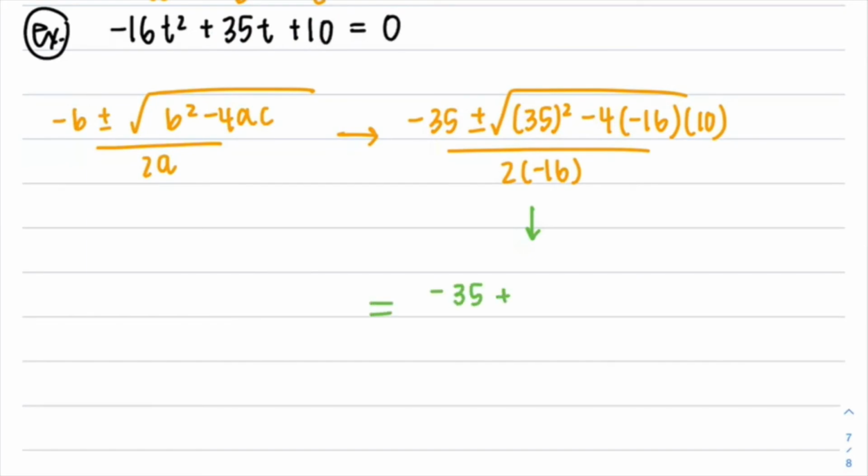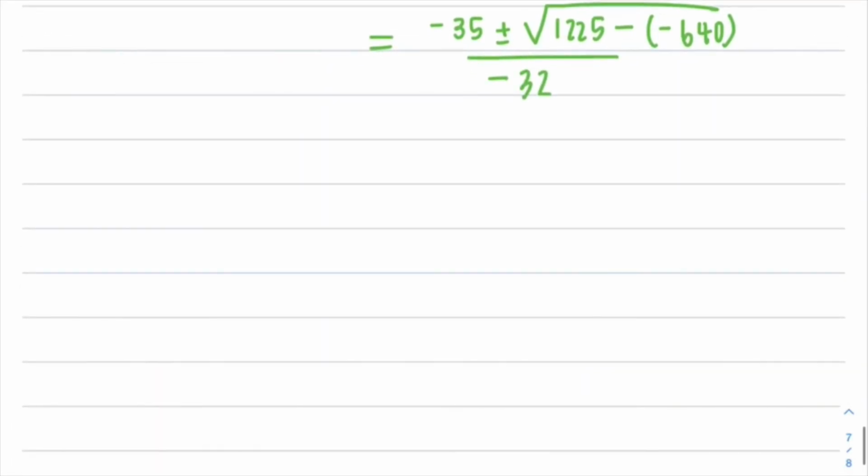So I can simplify this down to negative 35 plus or minus the square root of, let's see, 35 squared is 1,225 minus, and again, be careful, you are subtracting this. So keep that minus sign. So this would be 4 times 16, which is 64 times 10. So minus negative 640. And then all over negative 32 here.